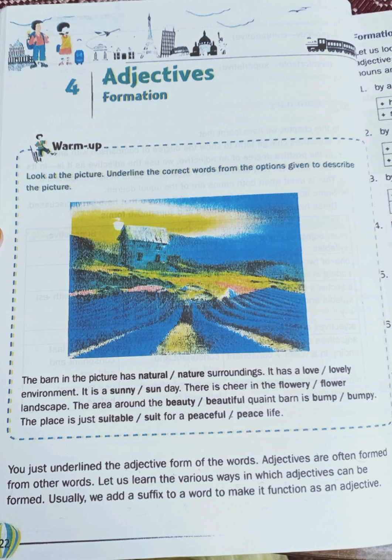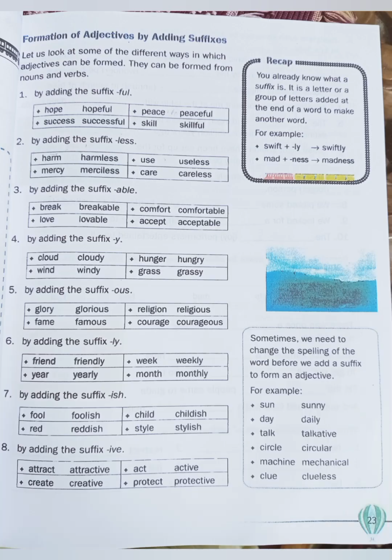You just underline the adjectives from the options. Adjectives are often formed from other words. Let us learn the various ways in which adjectives can be formed. Usually we add a suffix to a word to make it function as an adjective. Formation of adjectives by adding suffixes.